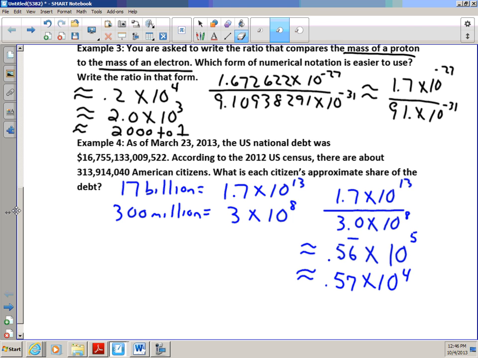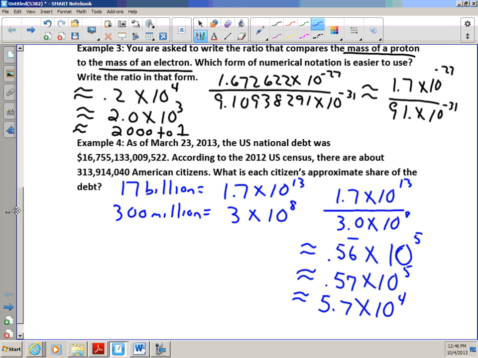Again, sorry, one step ahead. 5. Again, that's not proper scientific notation, so it should be 5.7 times 10 to the 4th. I made this number bigger by 1 decimal, I make the exponent smaller. Now to convert this into what we can relate to, times 10 to the 4th means to move 4 decimal places. I move once to get to the 7, add 3 zeros.